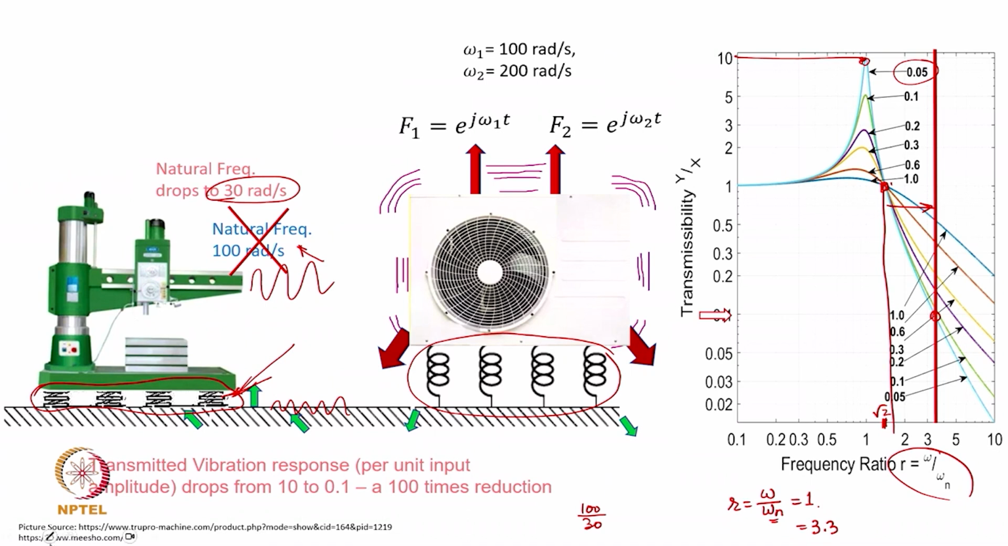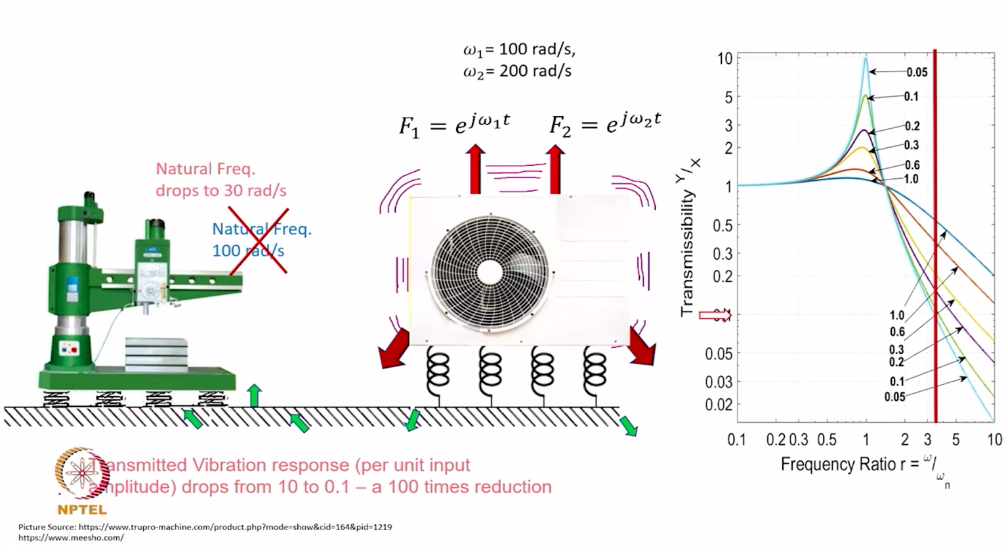Now, the major question that is different in this particular example is that I have taken care of this excitation frequency because the natural frequency was matching. What happens because of the other frequency, which is 200 radians per second? Yes?